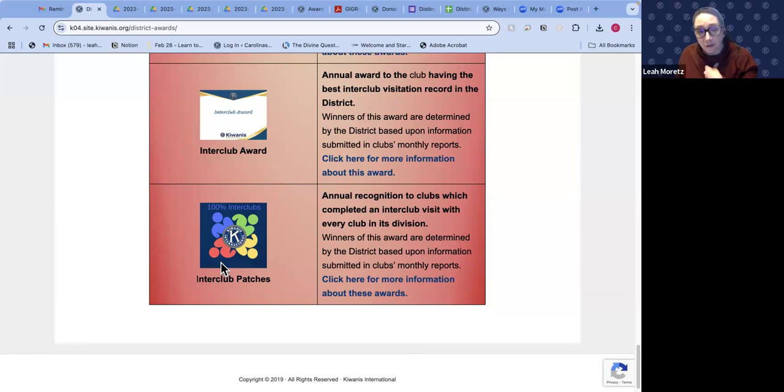And the club that does the most interclubs for the year, in the past that has been like 40 or 50, one interclub a week, gets the interclub award for the year.